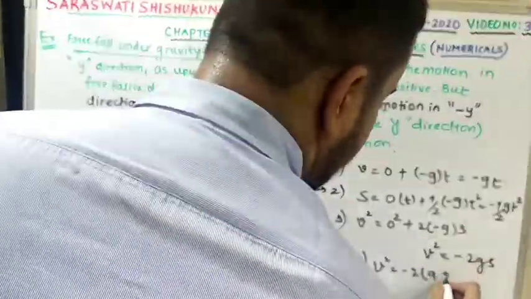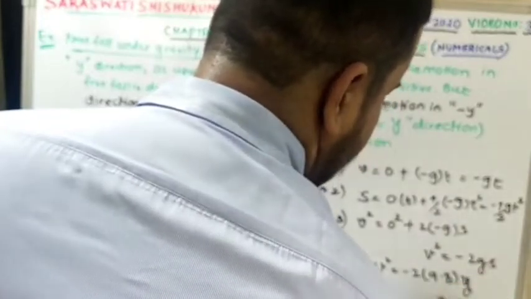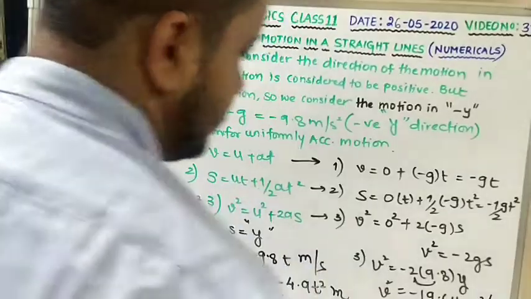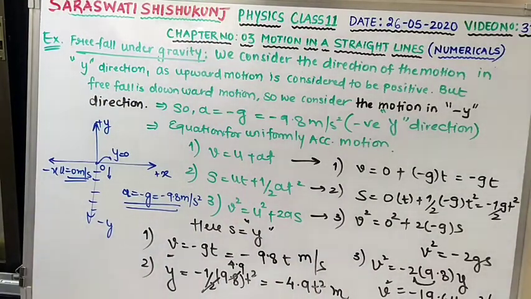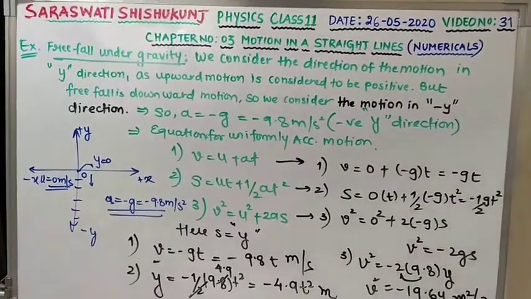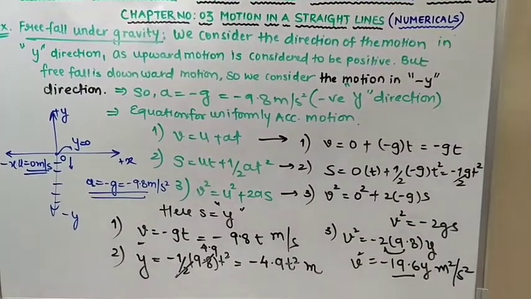And last, that is the third equation, v square is equal to minus 2g s, g is 9.8 and s is y. So my equation is v square equal to minus 19.6y, because 9.8 into 2 is what? 19.6y. Unit will be meter square upon second square, because meter per second whole square, so it will be meter square per second square. Till this clear? Hope it is perfectly clear. Any doubt? No doubt. Clear?